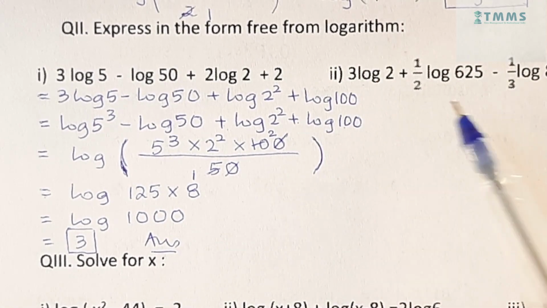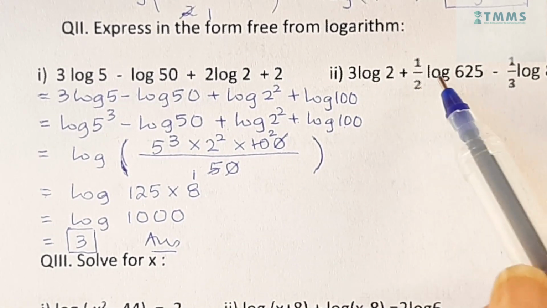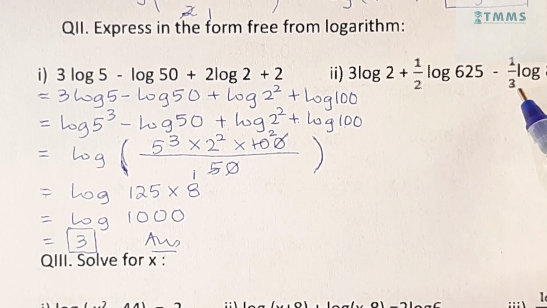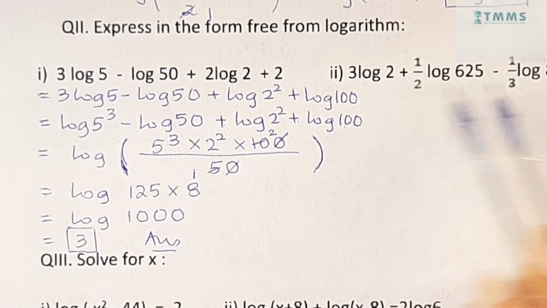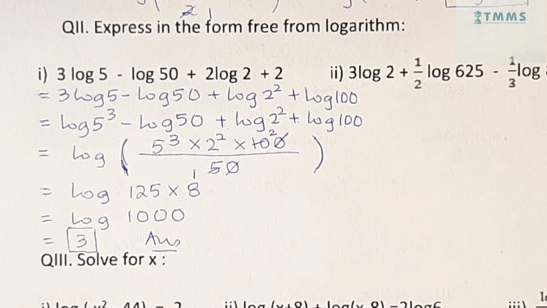Now we come to the second question, 3 log 2 plus half log 625 minus 1/3 log 8. Now this particular question I want you to do on your own. Write it down, put the video on pause and quickly get the answer. Let's see if you've understood this.